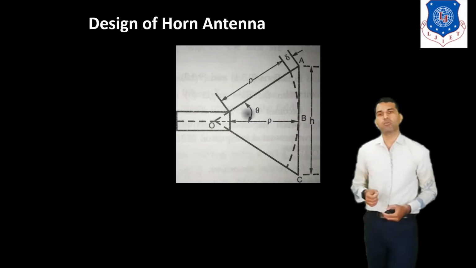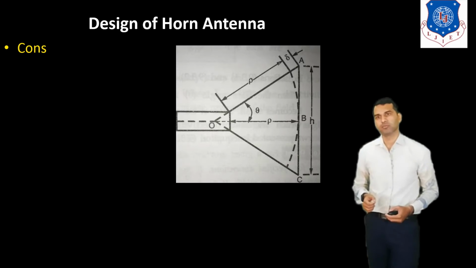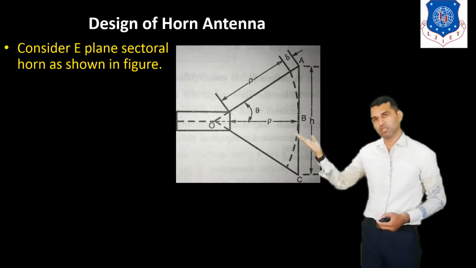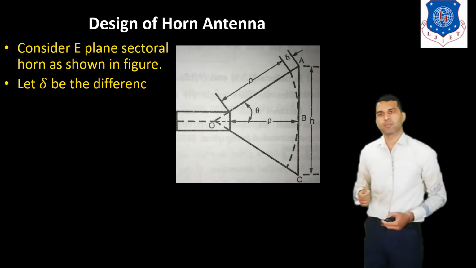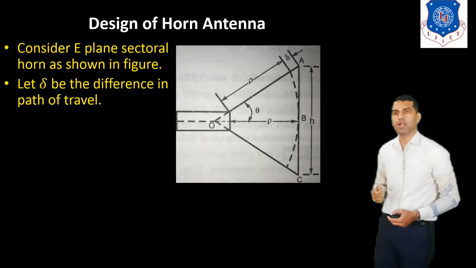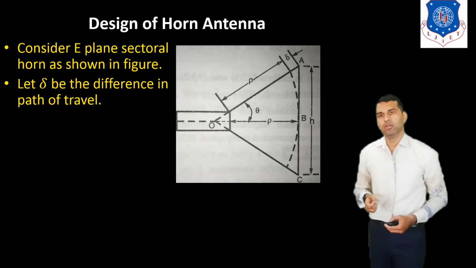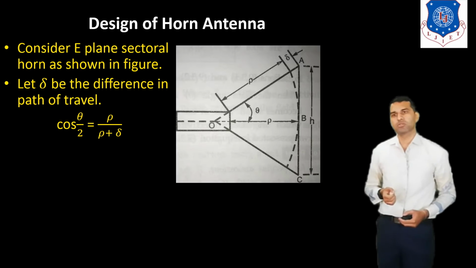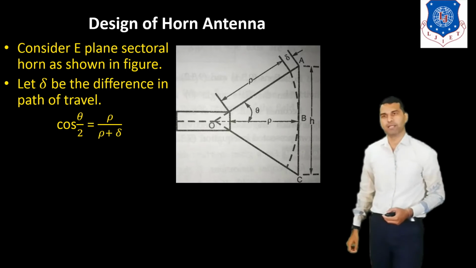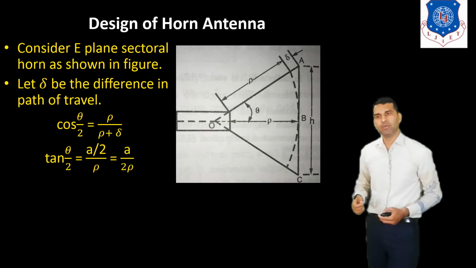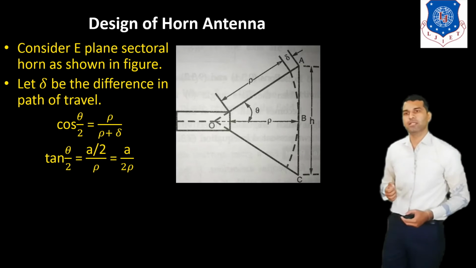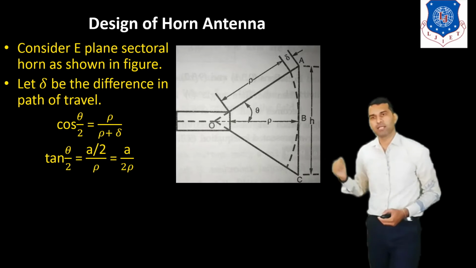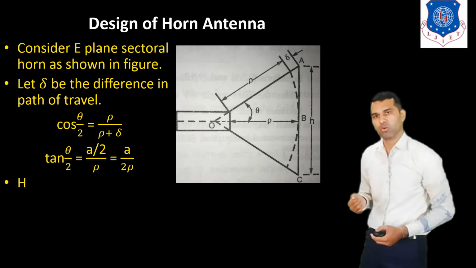Now we discuss the design of the horn antenna. We consider an E-plane sectoral horn as shown in this figure. Let theta be the difference in the path of travel. From this figure we can write cos(theta/2) = rho/(rho + delta). And we can also write from this figure tan(theta/2) = (a/2)/rho, which is simply a/(2 rho).